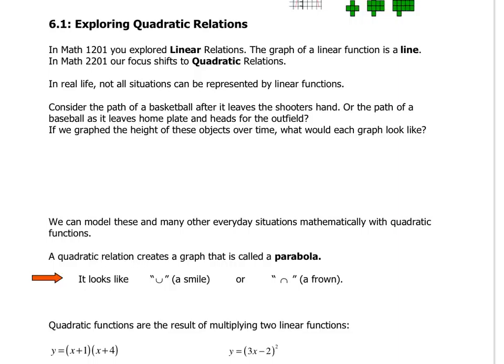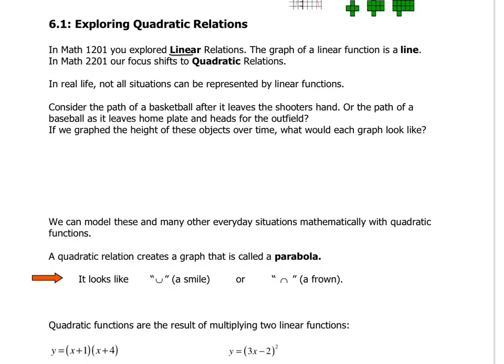Okay, chapter 6 is on quadratic functions, and 6.1 is called Exploring Quadratic Relations. And in Math 1201 we learned about linear relations, so in this course we're going to be looking at quadratic relations. And if you remember, a linear relation had a graph that looked like a line. So what do quadratic relations look like?